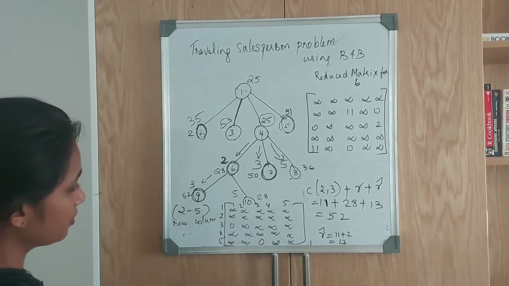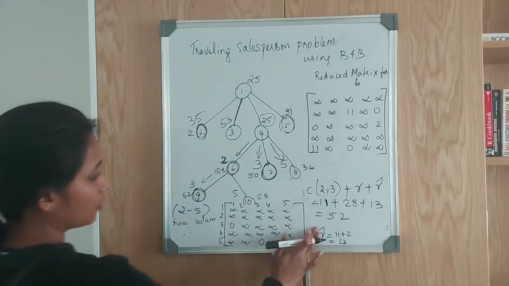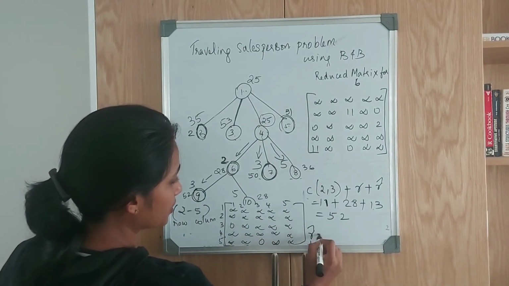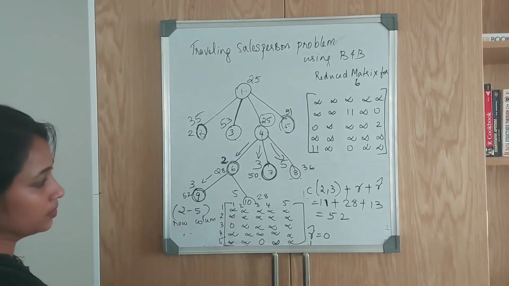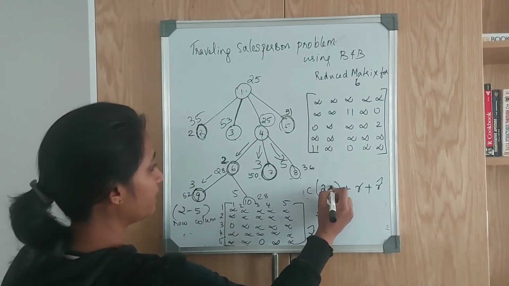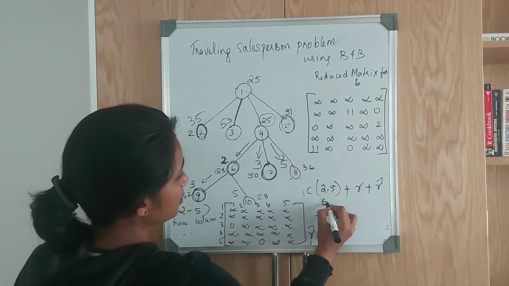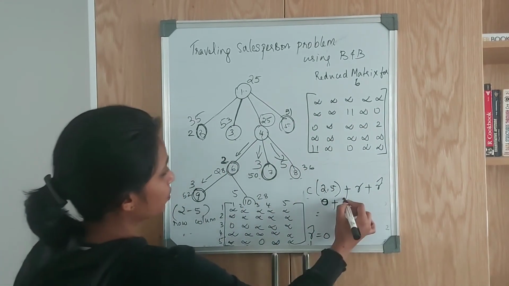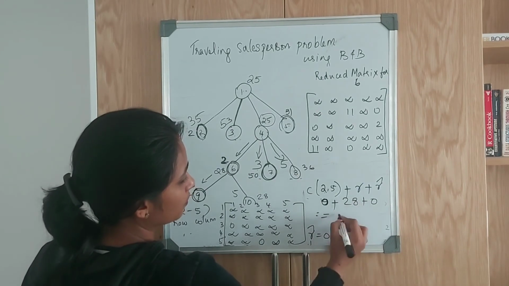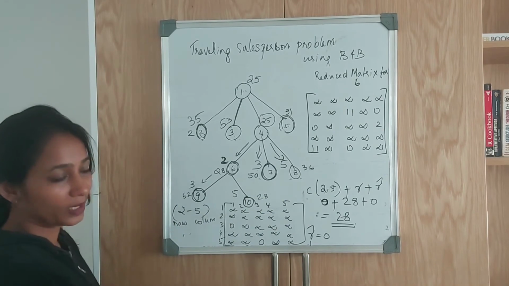Now reduce. There's nothing for you to reduce there. Now you have to find the cost. R dash is equal to 0 because it's reduced. Let us find the cost from 2 to 5. It's 0 plus 28 plus 0, which is equal to 28. So the cost of 10 is 28.